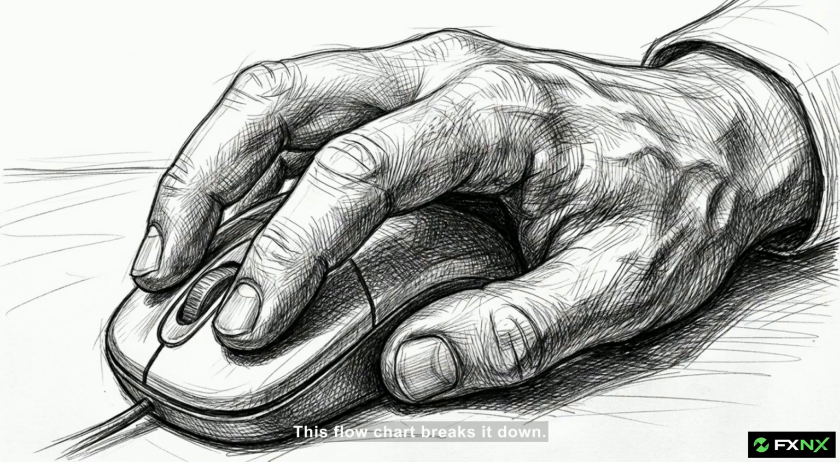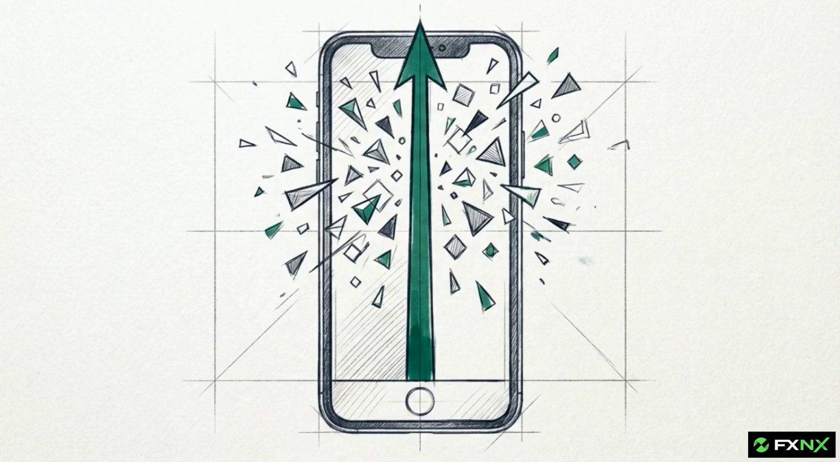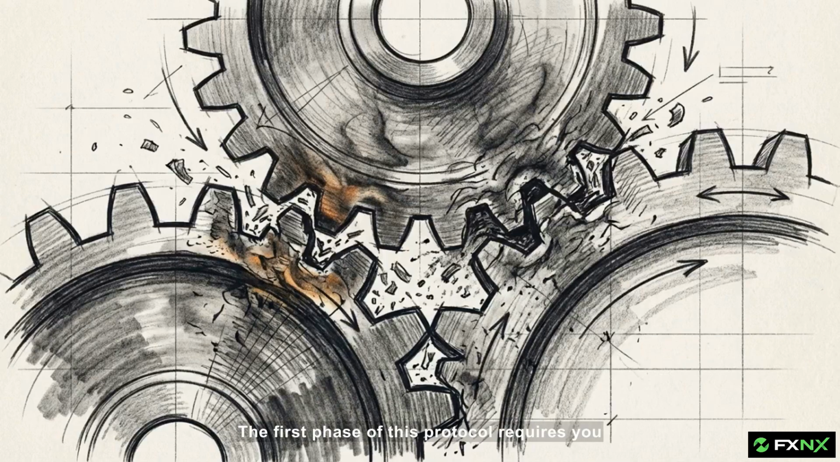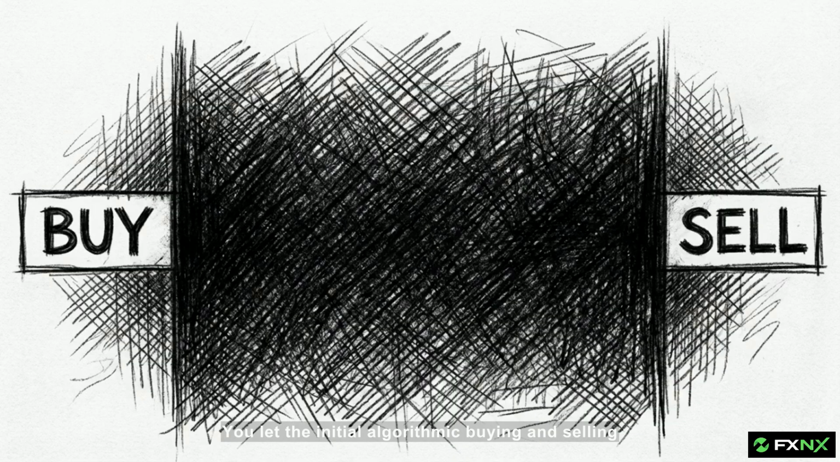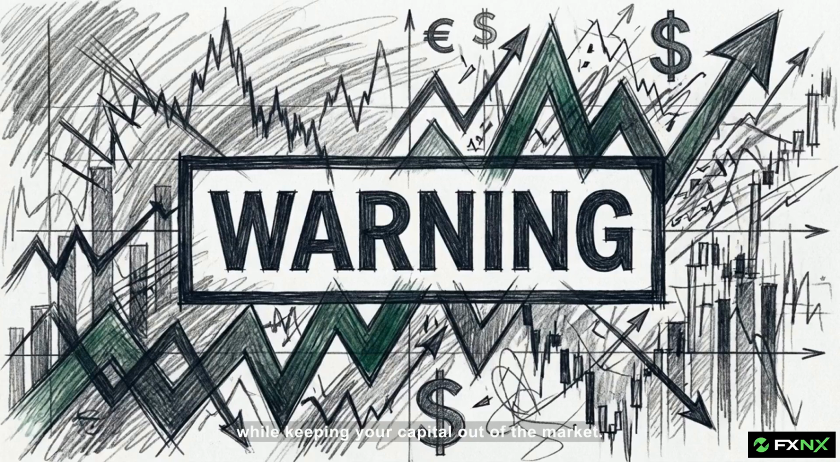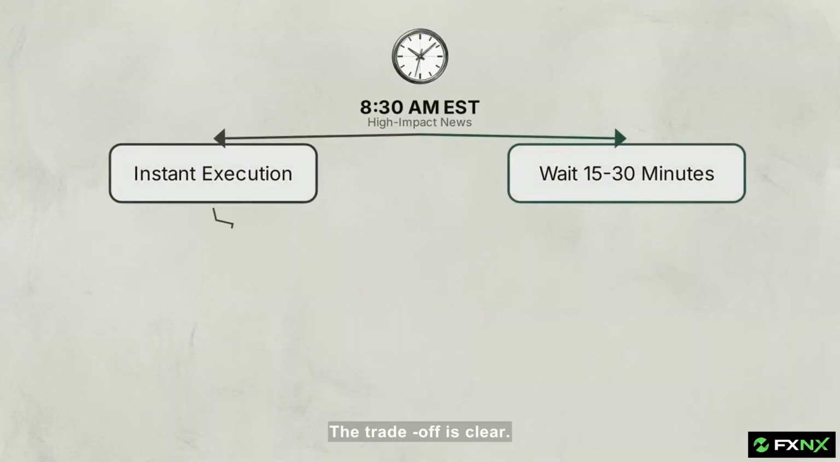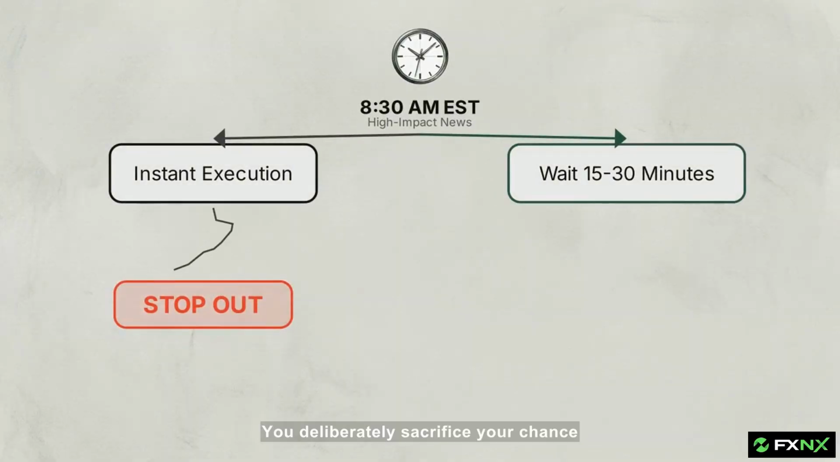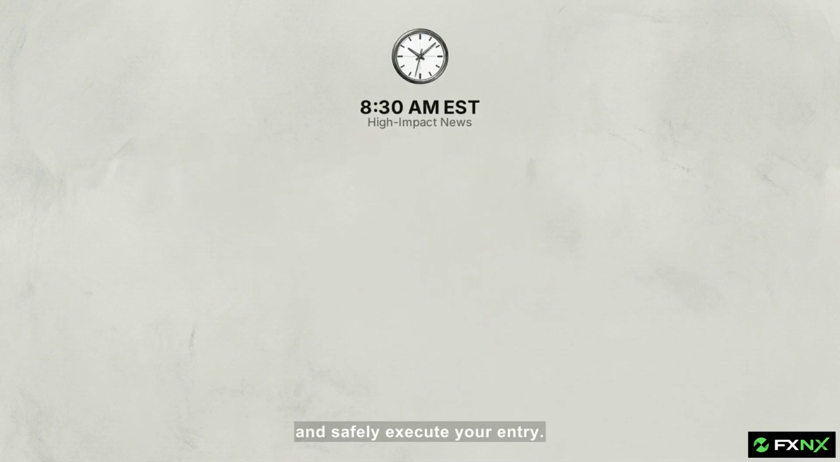This flowchart breaks it down. You either trade instantly and risk the red stop-out box, or you implement the 15 to 30-minute wait protocol. The first phase of this protocol requires you to step entirely aside. You let the initial algorithmic buying and selling fight for dominance on the chart, while keeping your capital out of the market. Once that initial chaos settles, the noise drops away. Only then can you identify the genuine institutional trend and safely execute your entry.